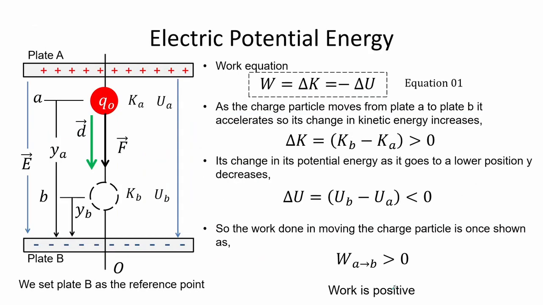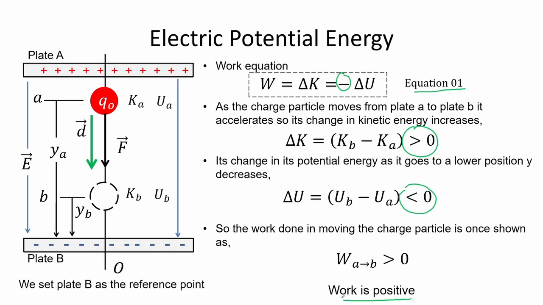Here we look into the physical quantity of electric potential energy. So we recall the work equation as an expression of change in kinetic energy, or the negative change of potential energy shown in equation 1. As the charged particle moves from plate A to plate B it accelerates, so its kinetic energy increases. Inversely, as it goes from a high position to a lower position Y its potential energy decreases. So the work done in moving the charge is also shown here as positive using energy equations.